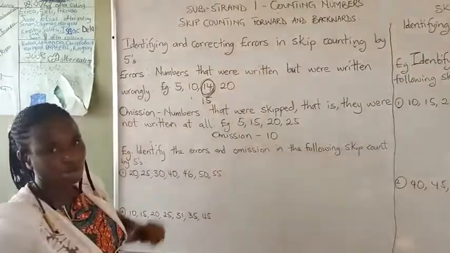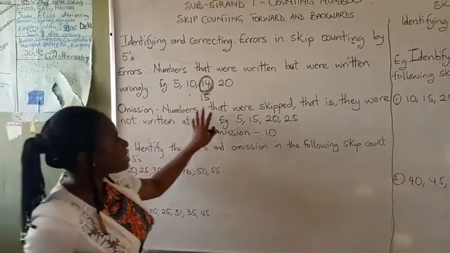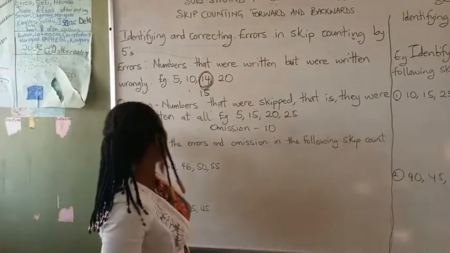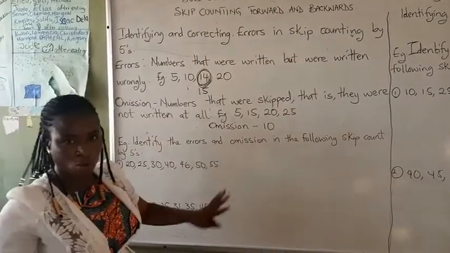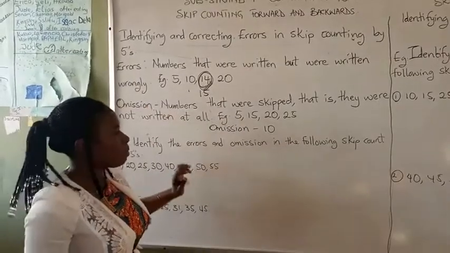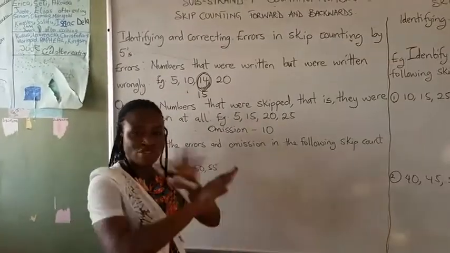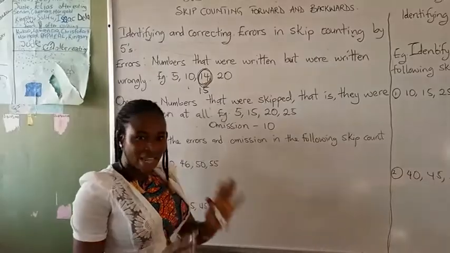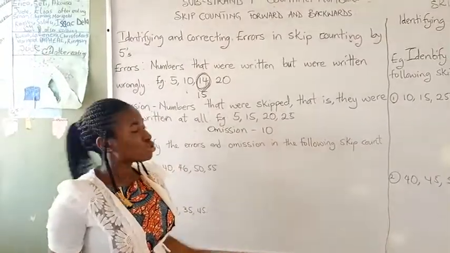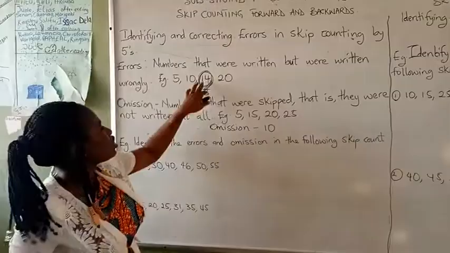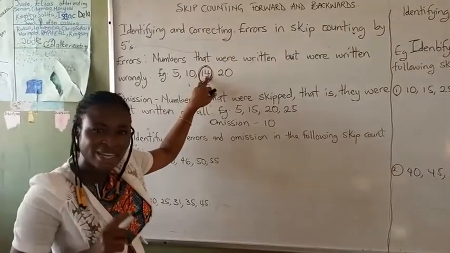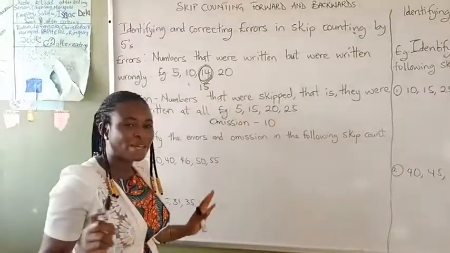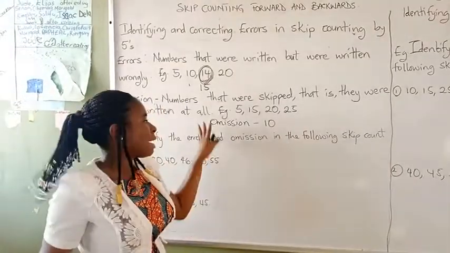Now let's look at the omission. The omissions are numbers that were skipped. That is, they were not written at all. So the omissions we are talking about here were not written in the numbers. They were jumped to the next number. So if you see any number that was written but it was written wrongly, it is an error, not an omission. The omission numbers were not written, they were not in the numbers that were given.